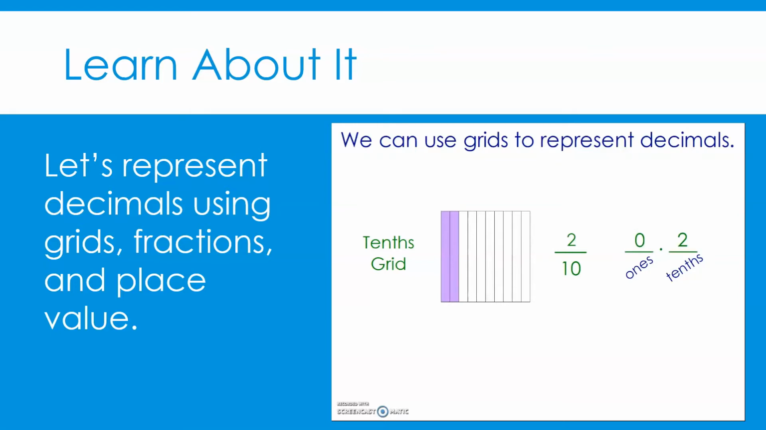When we read decimals, we first read the whole number, then say "and" at the decimal point, then read the digits after the decimal point as a number, and then say the place value of the digit that is farthest to the right. We can read this decimal as 0 and 2/10. When the whole number is 0, we can also just read the decimal as 2/10.